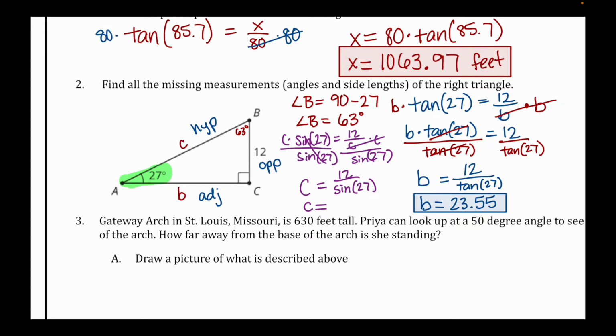12 divided by sine of 27, and I get that this is 26.43. I'll put that in a box as well. And there we go. We found our missing angle and our 2 missing side lengths.